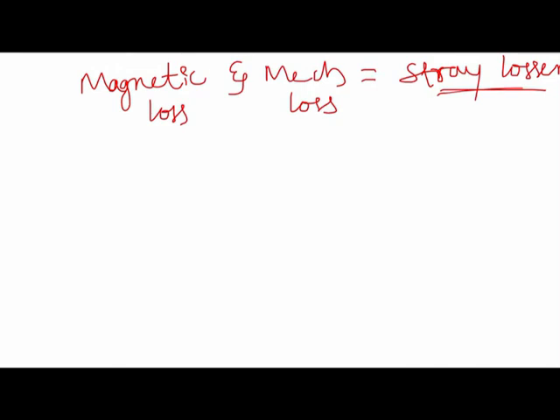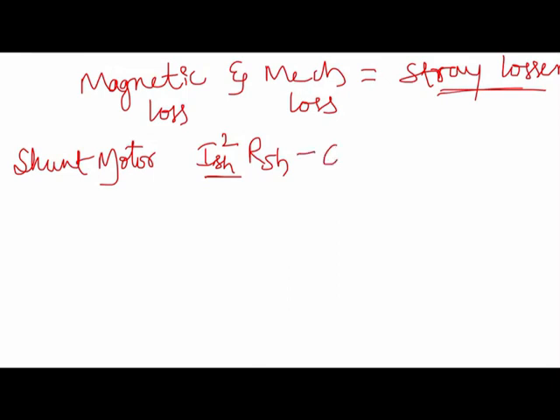If you consider different machines, for example the shunt motor, we know that the shunt field current, ISH, remains constant. Since ISH is constant, the flux remains constant. The field copper loss, that is ISH square into RSH, is also constant in the DC shunt motor. So magnetic losses are constant, and mechanical losses are also constant in a DC machine.